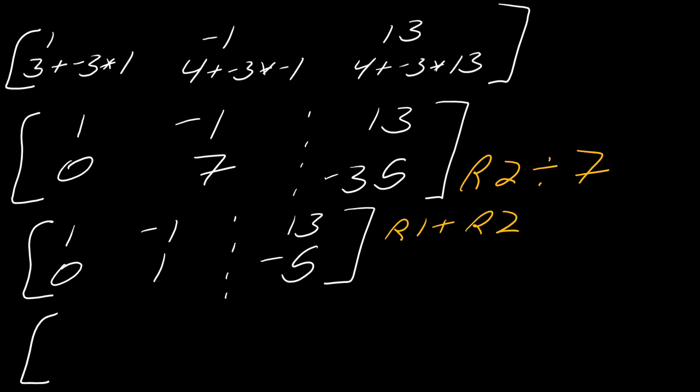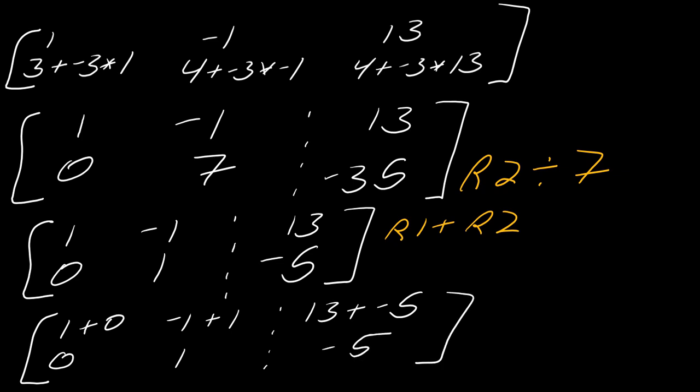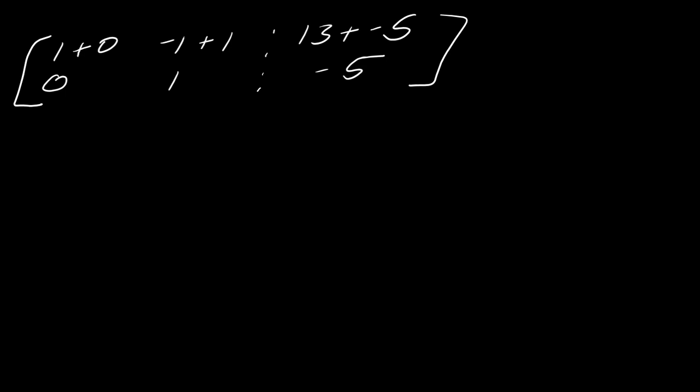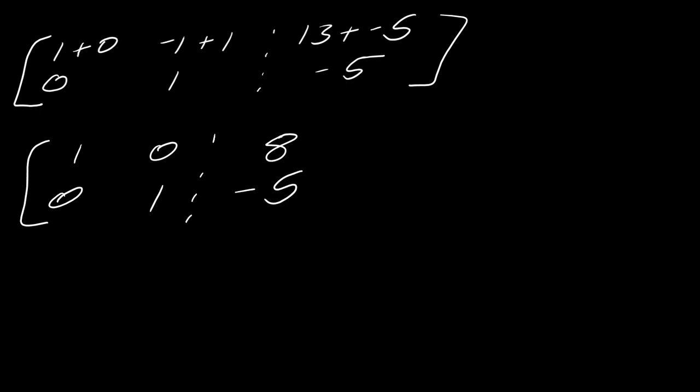And just to be clear, I want to write out the math that's actually happening in this row, so that you can see I'm literally taking that second row and adding it. So let me clear a little space. And so now I can finish this. So this is 1, 0, 8, and 0, 1, -5.